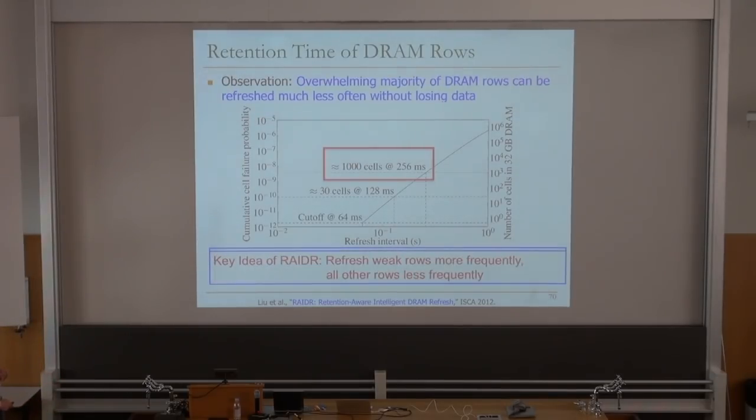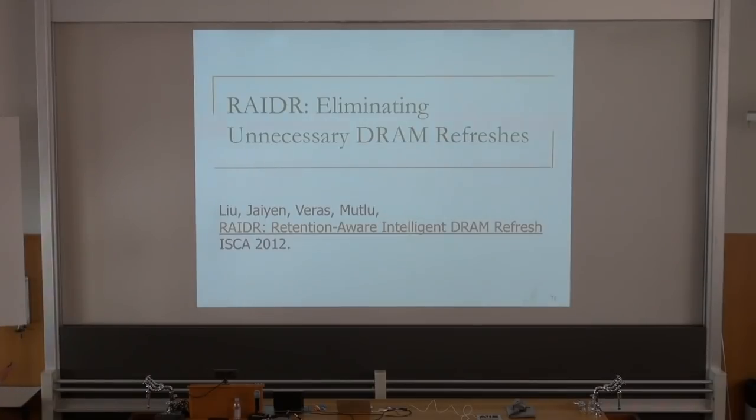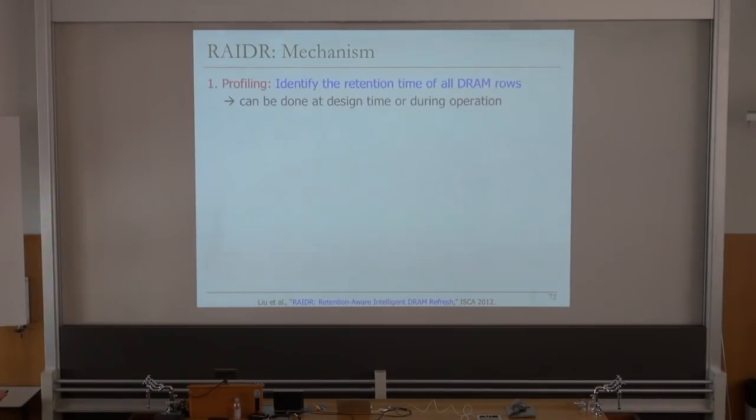I already said this. The key idea could be to refresh weak rows more frequently and all other rows less frequently, right? Then how do you implement it? That's the idea of this paper. I'm going to go through this in a little bit because there are interesting bits and pieces over here.